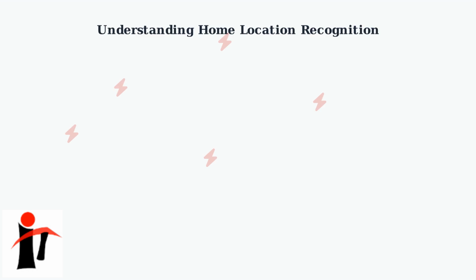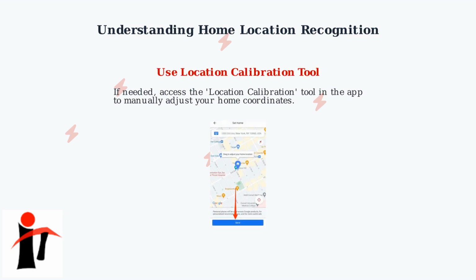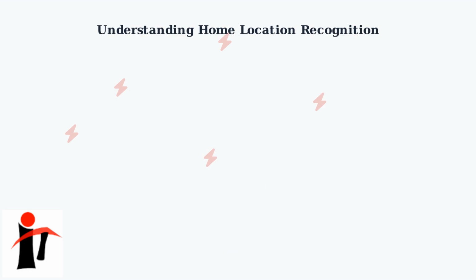If you experience issues, check your signal strength. If recognition fails, use the location calibration tool within the app. This allows you to manually adjust and fine-tune your home coordinates for precise setup. Lastly, confirm that your address is accurately displayed in Google Maps. This ensures the GPS data matches your actual home location, preventing any discrepancies in the setup process.